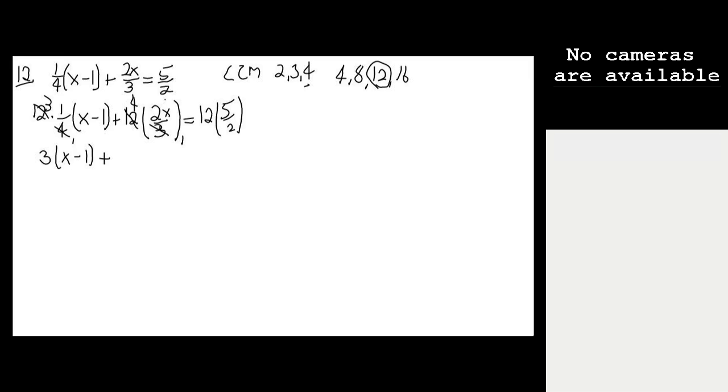And then you have 3 plus 2. It ends up being 5 over 6. We're going to use this method to solve this equation. So we're going to get a common denominator.